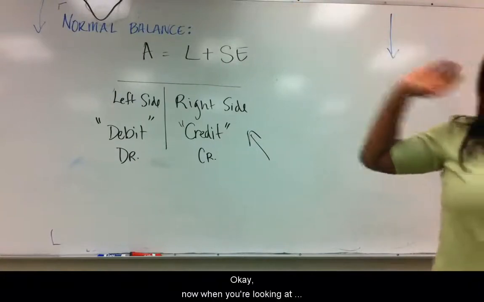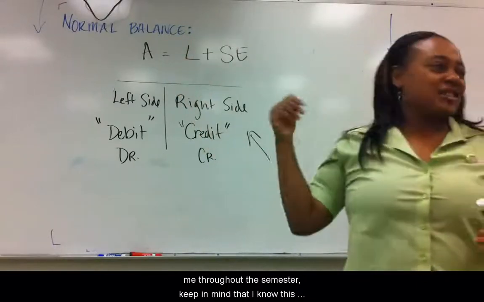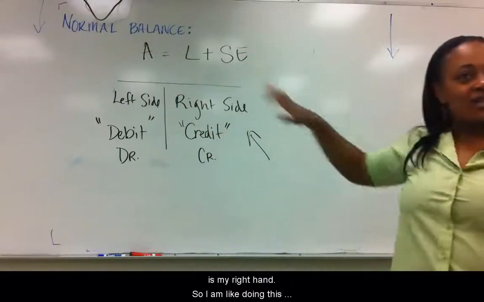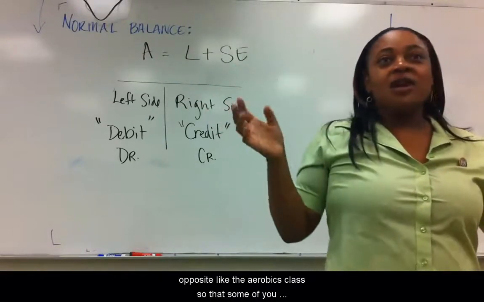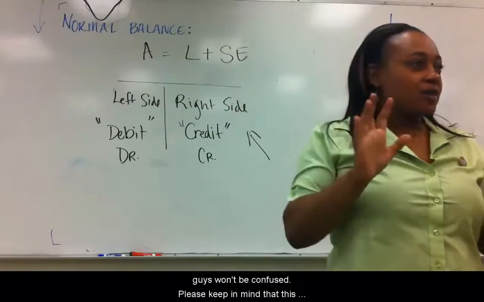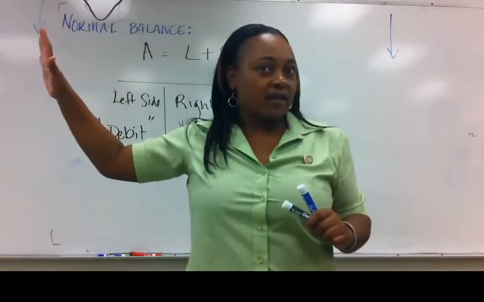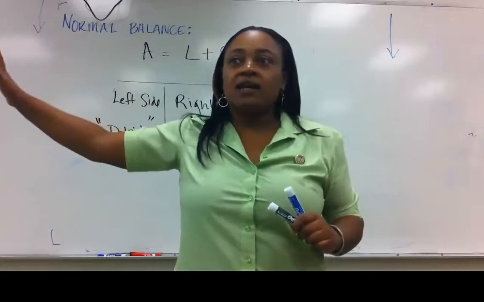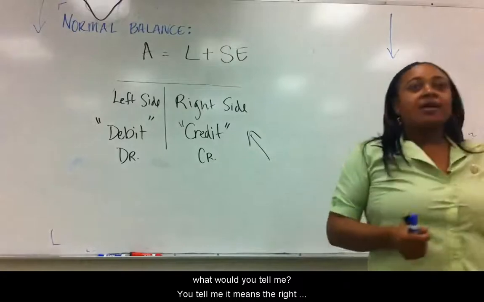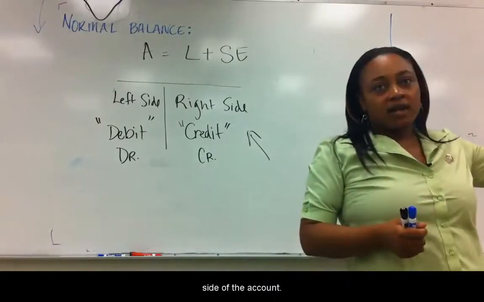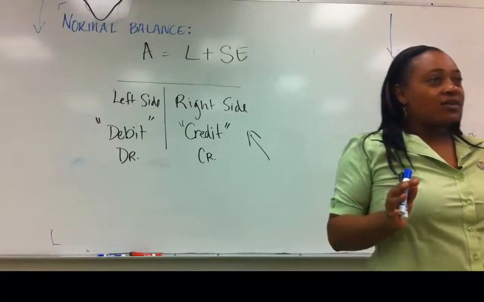Now, when you're looking at me throughout the semester, keep in mind that I know this is my right hand, so I'm doing this opposite, like in an aerobics class, so that you won't be confused. But for some of you that know how to do the mirror image, please keep in mind that this is the left side, even though this is my right hand. So left side. Now if I ask you what credit means, what would you tell me? It means the right side of the account. That's one of your test questions on your final, so you might want to remember that for December.